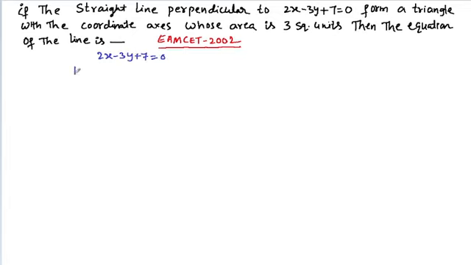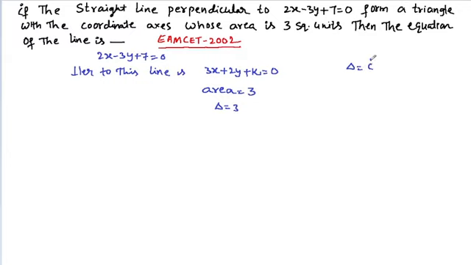So the line perpendicular to this line is 3x plus 2y plus k is equal to 0. This is the equation of the line perpendicular to the given line 2x minus 3y plus 7 is equal to 0. So the area of this triangle is given. This area is equal to 3 square units. So area, that is delta, is equal to 3. Delta is equal to c square by 2 mod ab.